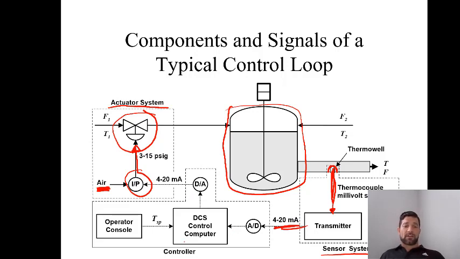And then finally, we have our controller system. And so our controller system is going to consist of a variety of things. So we have operator consoles, we have the distributed control system, the DCS control computer. So here's where we'll have our PID controller. We can also have digital to analog converters, analog to digital converters. All of these different components need to function properly in order for the whole feedback control loop to work.